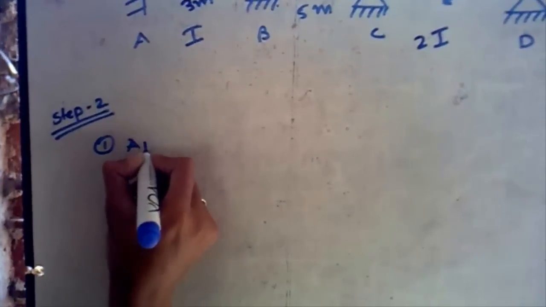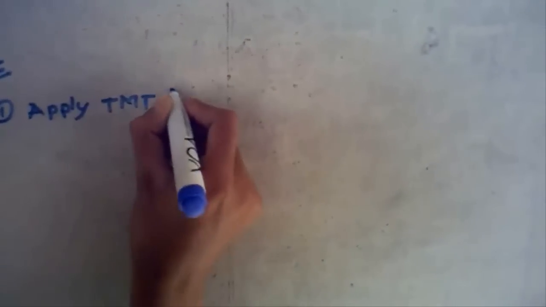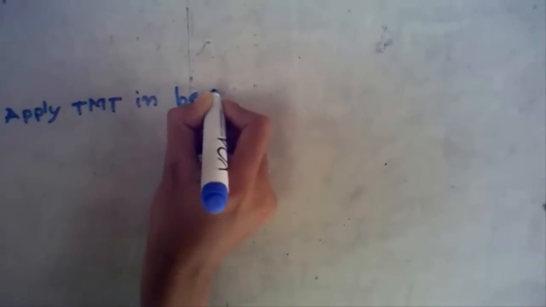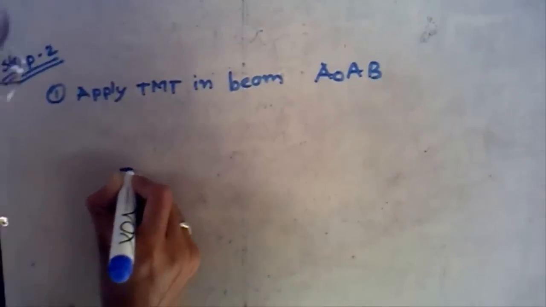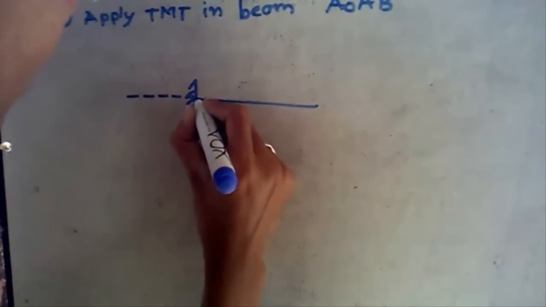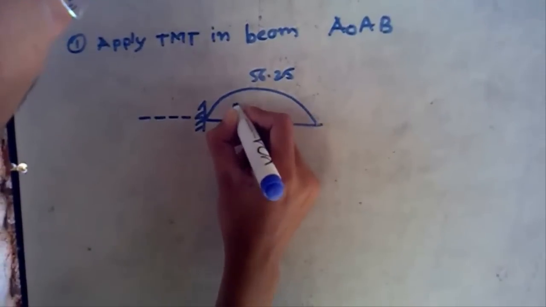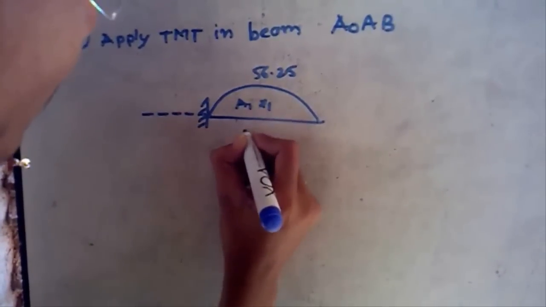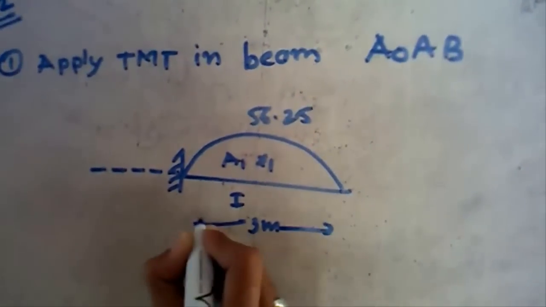Apply the three moment theorem in the AB beam. We know that for TMT a continuous beam is required, with two spans and three fixed supports. This is an imaginary fixed beam and a simple bending moment diagram of the UDL. Here A1, X1, L1, I1. This is 3 meter, L1.